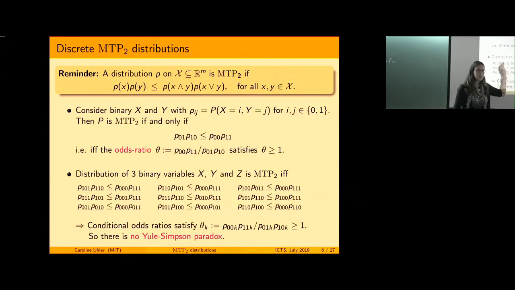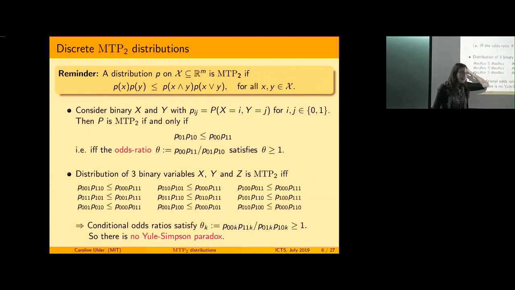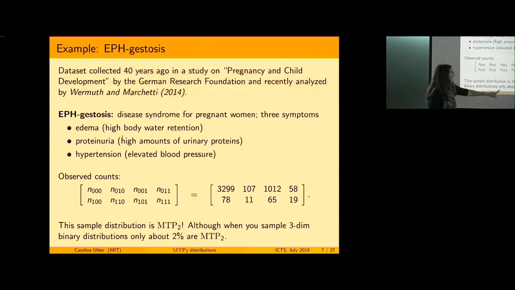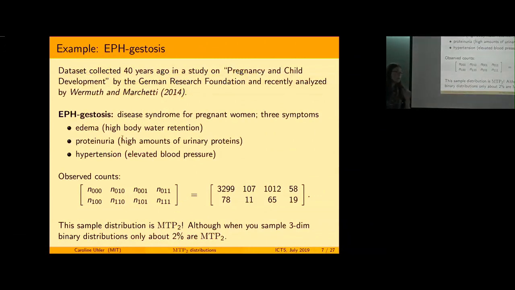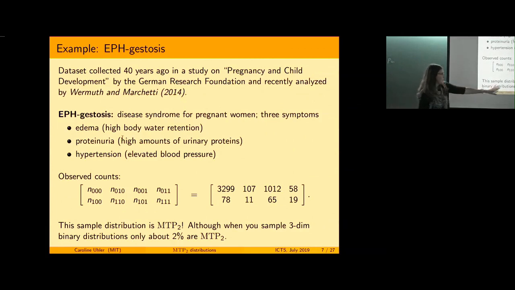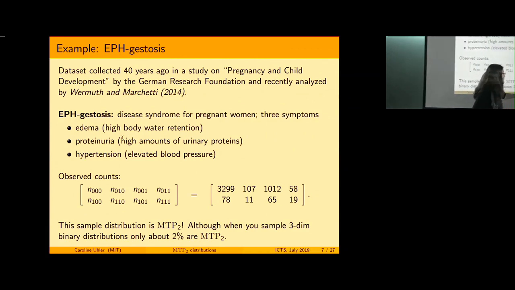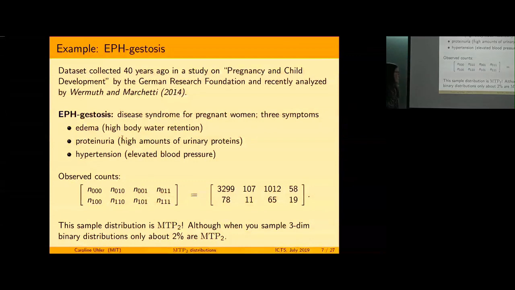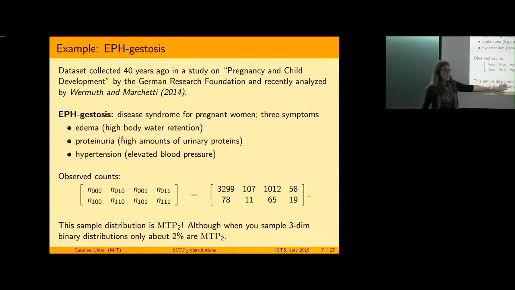As you see, it's super restrictive. We don't actually know a formula for the volume of all MTP2 distributions. However, in the three-dimensional case, we can compute it, and it is about 2%. It's always full dimensional, but I don't know how bad it becomes. For four-dimensional binary distributions, we don't know how to compute the volume of all MTP2 distributions. But it's definitely super restrictive.